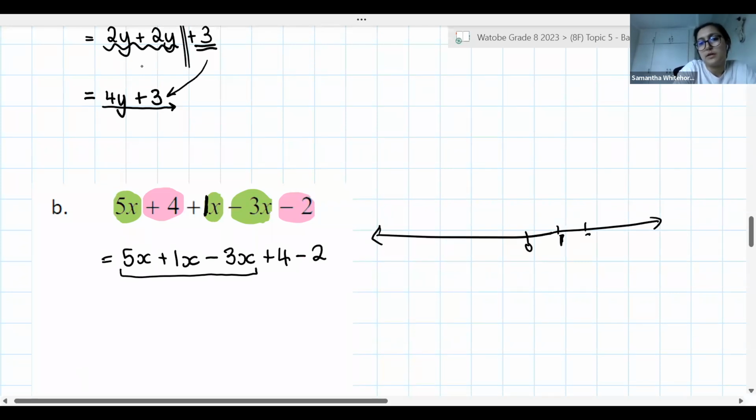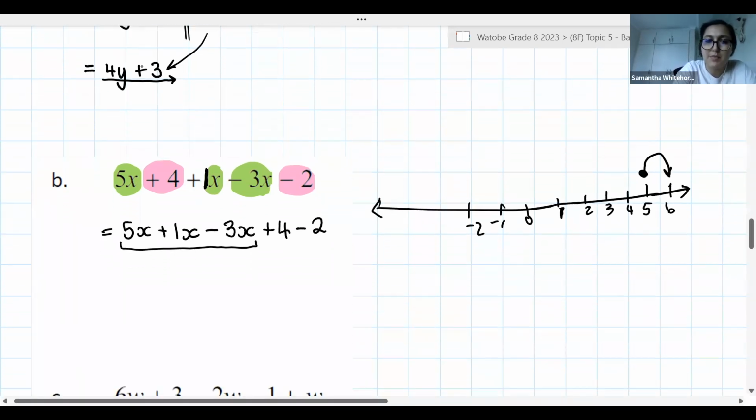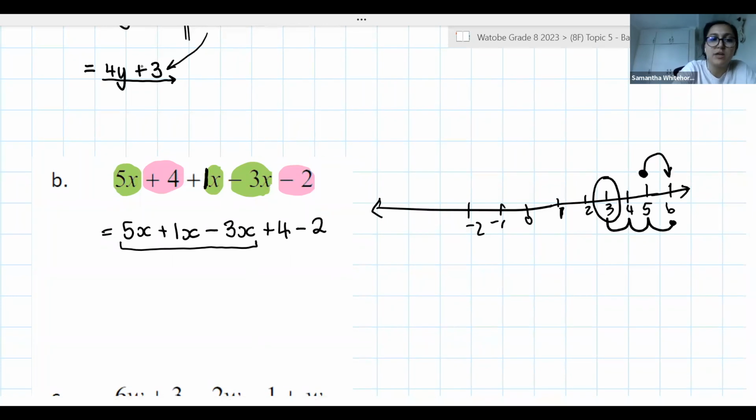Oh, that's a 1, 2, 3, 4, 5, 6. Okay, so I'm starting at 5x's. I'm adding 1x, so that takes me to 6x, but I'm then subtracting 3. 1, 2, 3. So that takes me to 3x.